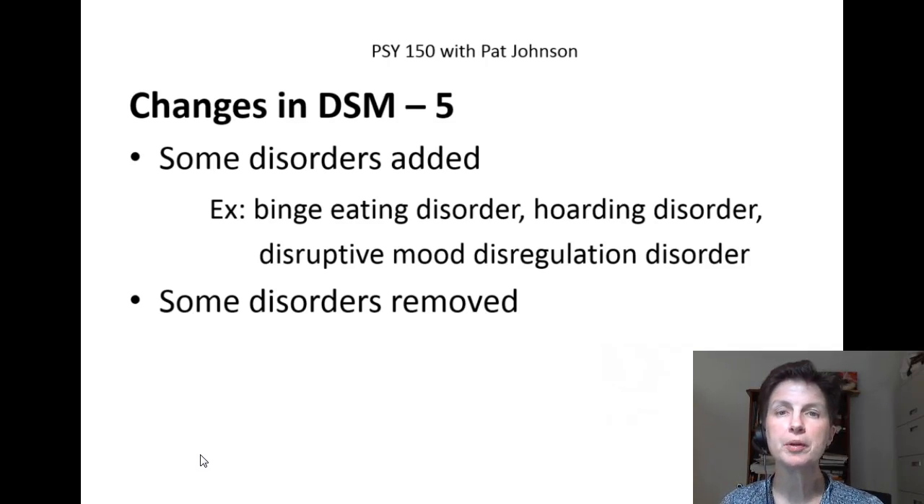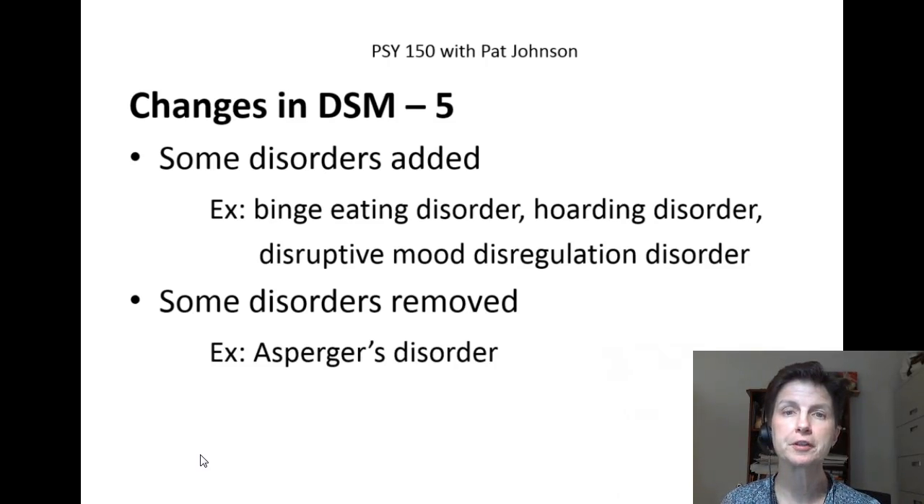Some disorders were removed. There is a disorder that most all of you have heard of called Asperger's disorder. Well, that's not in the DSM anymore. What we would have called somebody with Asperger's disorder is now part of the autism spectrum group of disorders. So somebody who might have been labeled Asperger's before would be on the mild end of the autism spectrum.